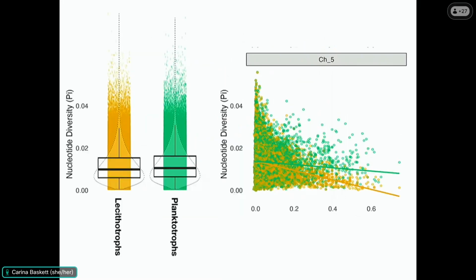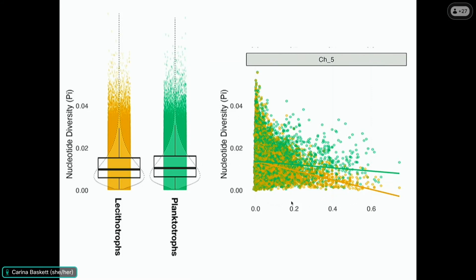We look at the rest of the genome, we find that planktotrophs and lecithotrophs don't really differ at all from one another in their global distribution of pi. But if we plot it as a function, oh, I'm sorry, I forgot the axes here. This is nucleotide diversity within lecithotrophs or within planktotrophs, and this is FST in 5 kb bins. What we find on this chromosome and on every chromosome is that at low differentiation, heterozygosity is the same in the two populations.